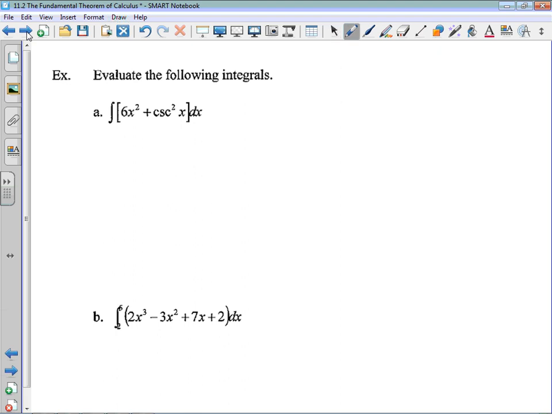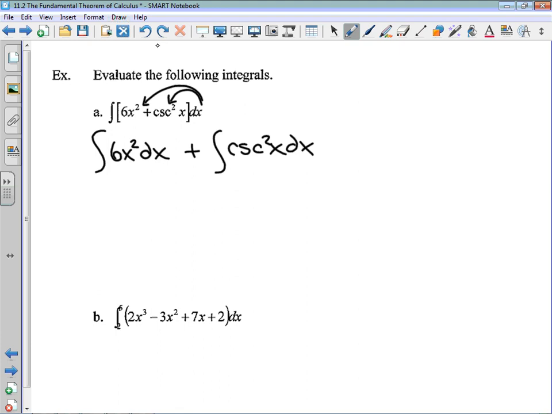Now, on your formula sheet, you have been told that the derivative of cotangent is negative cosecant squared. So the integral of cosecant squared is negative cotangent. But I would like to use one of the properties here, so I could take this integral and rewrite it as the integral of 6x squared dx plus the integral of cosecant squared x dx. Think of that dx as distributing onto both of those terms. So now I can deal with these piece by piece.